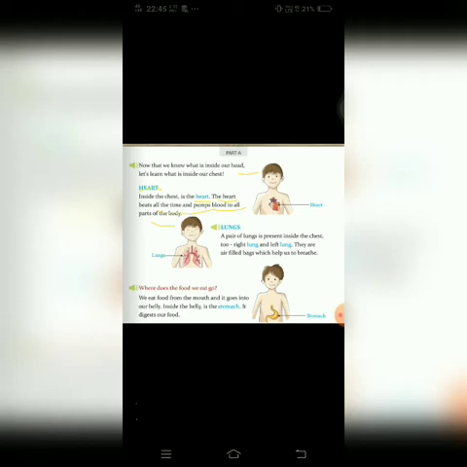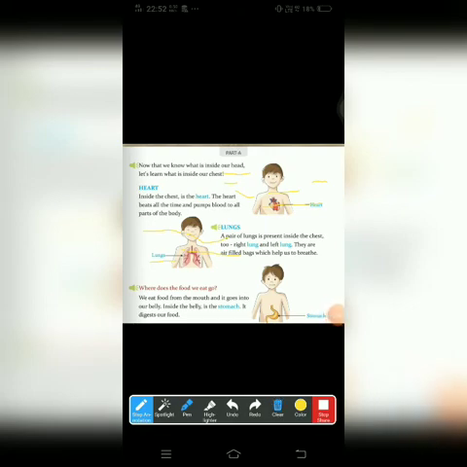So what is the function of the heart? It beats all the time and it pumps blood to all the body parts. The heart pumps blood to all the body parts. Now children, as we have studied the functions of the heart as well as the brain, the next organ that we will study is the lungs. What is the next organ that we are going to study about? Lungs. Yes, it is lungs.